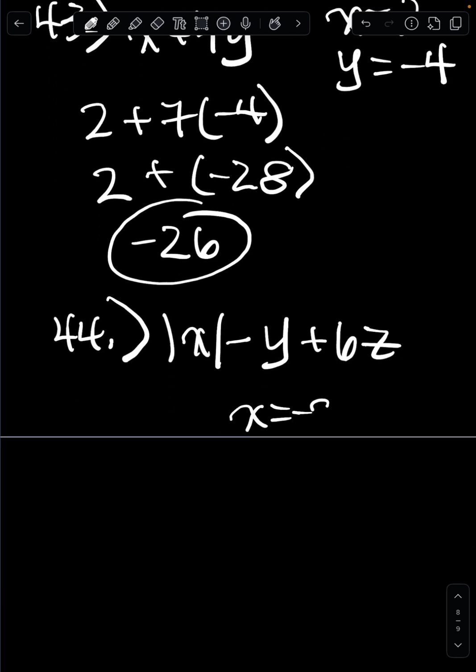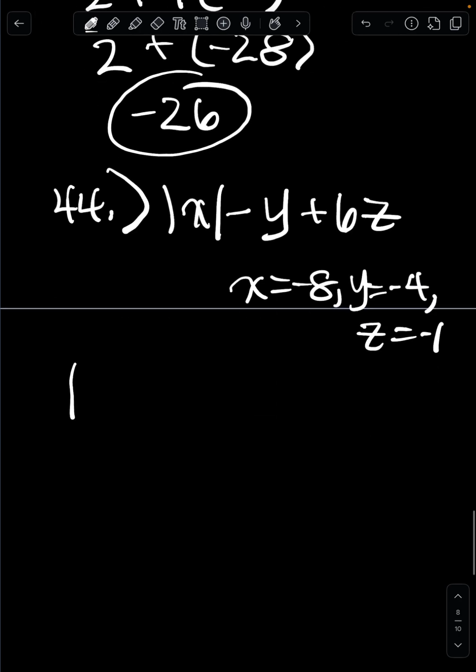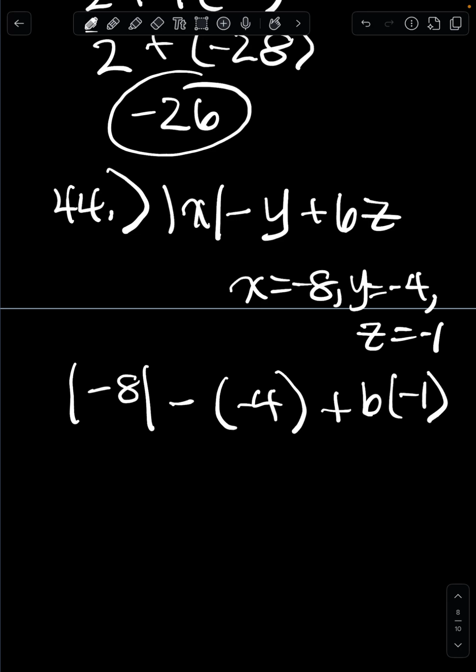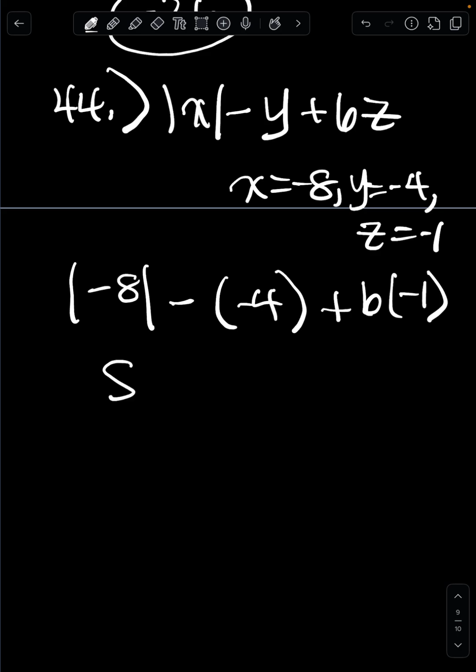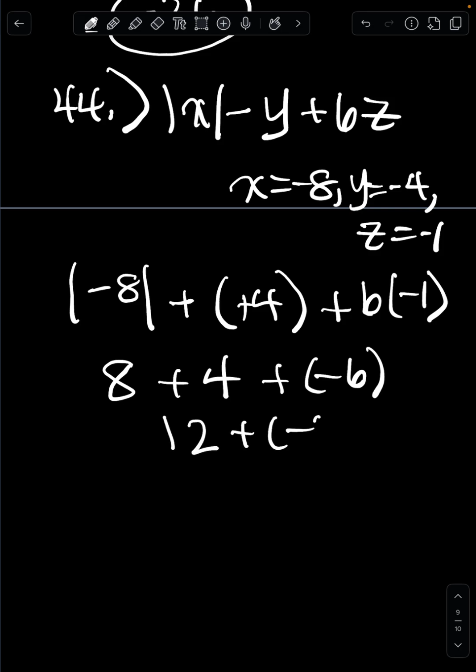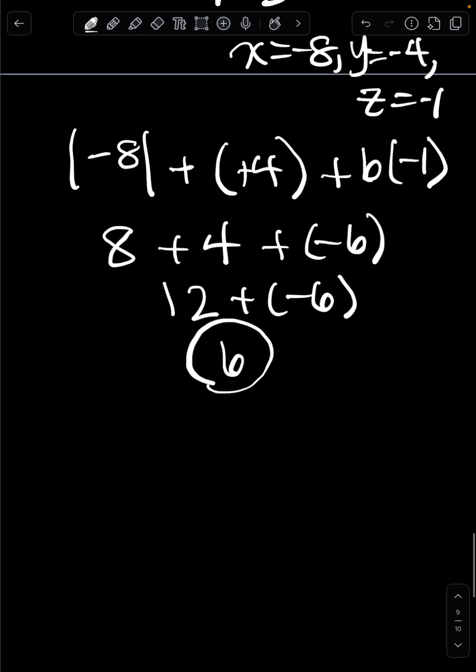Number 44. Absolute value of x minus y plus 6z when x equals negative 8, y equals negative 4, z equals negative 1. Okay, absolute value of negative 8 minus negative 4 plus 6 times negative 1. The absolute value of negative 8 is 8. I see a minus a negative, that means I'm going to add the opposite and get 4. And then 6 times negative 1 is going to be negative 6. 8 plus 4 is 12 plus negative 6. Signs are different. Find the difference, 6. Keep the sign of the 12.